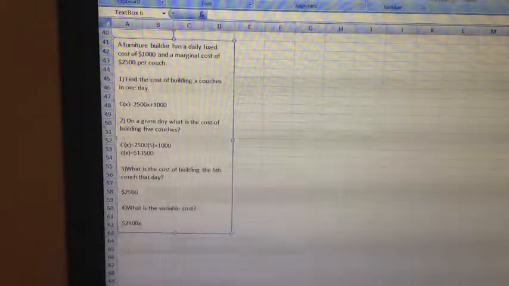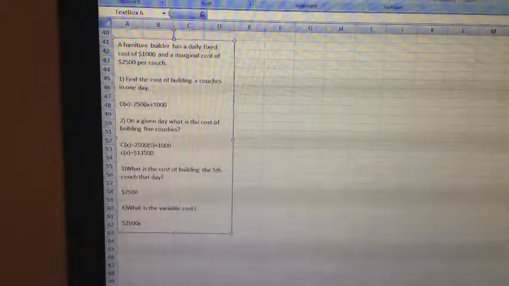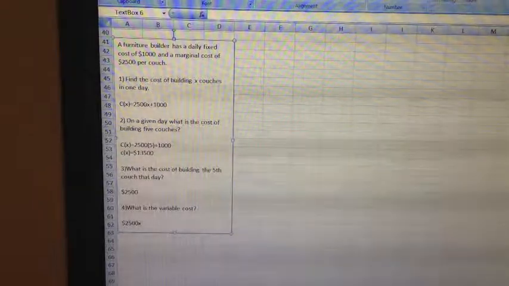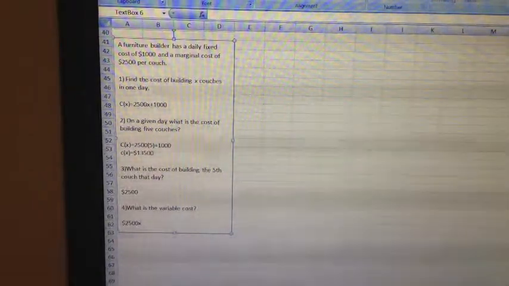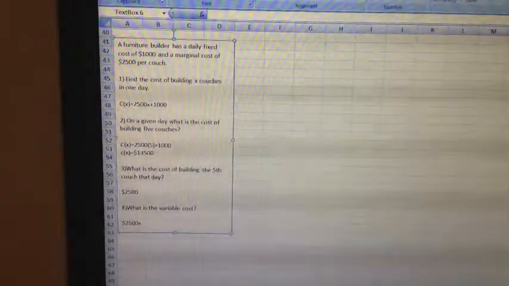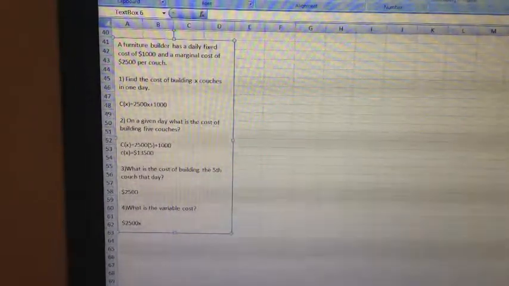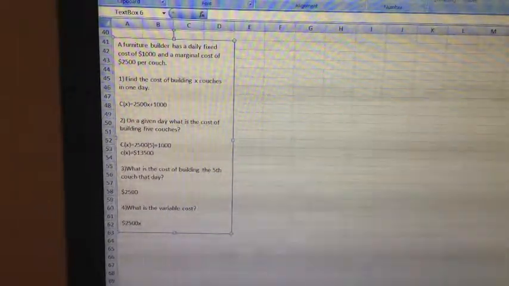Next, it says, what is the variable cost? The variable cost is the marginal cost times the number of couches that we build that day. Therefore, since we're not sure how many couches we're going to build in a day, our variable cost is 2,500x. And that is a simple cost function.